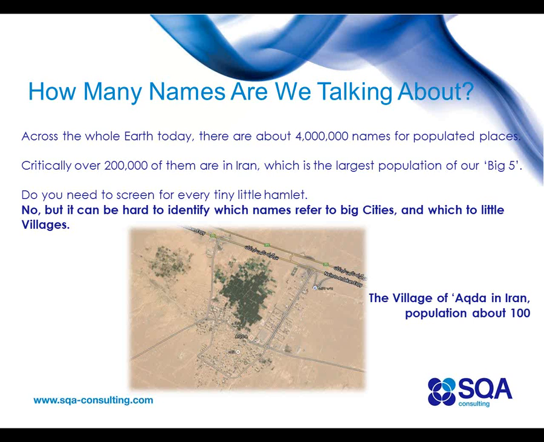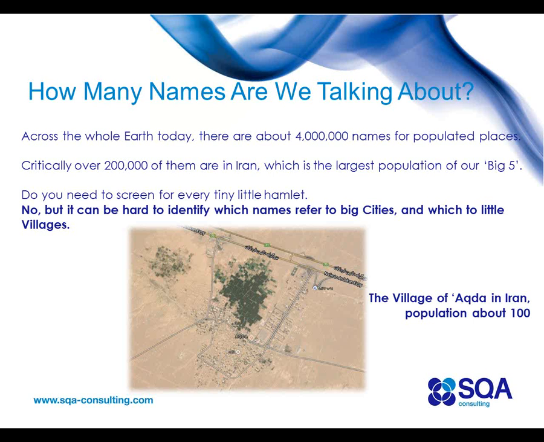Critically, 200,000 of them are in Iran. Now, why Iran has quite so many place names, I can't tell you. It may be the distributed nature of the place across the desert. It is a big country with a significant population, but what we're basically saying is 1 in 20 place names in the world are actually in Iran. If you're looking at Syria, North Korea, Sudan, Cuba, you're talking 10-20,000 place names.